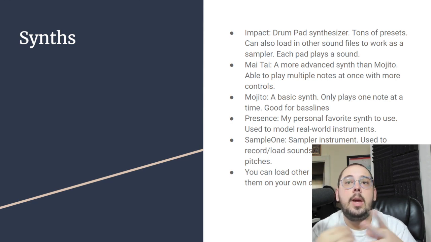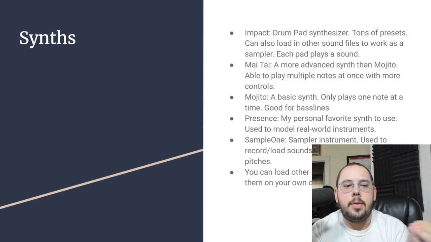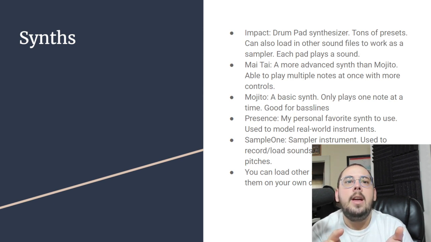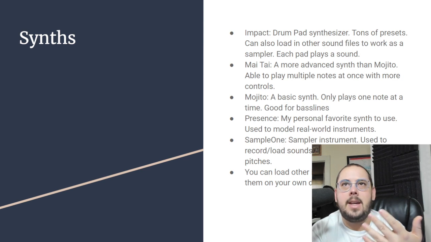So Impact is a drum synthesizer. You can load in a bunch of drum sounds. There's a ton of presets for it and pre-saved drum kits, but it's intended for that. You can also load in external sound files, so it's kind of like a sampler. It's not quite the same, but you can do a bunch of editing, and each pad on there can play a sound, and you can load up a ton of pads.